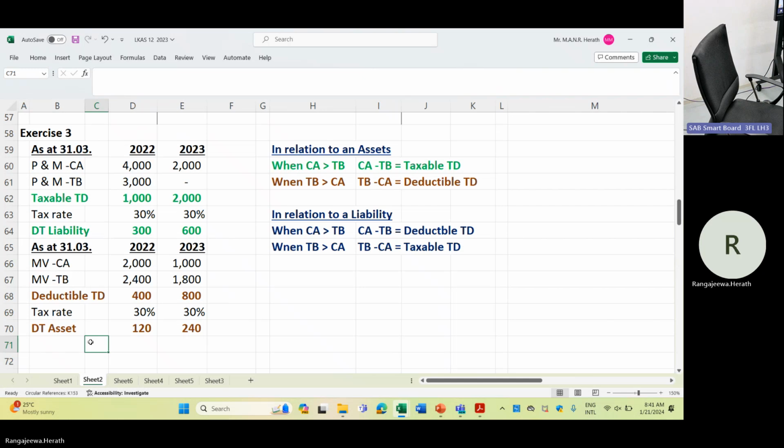You need to compare carrying amount, the book value of an asset, and the tax base of an asset. If the carrying amount, the accounting value of an asset is greater than tax base, the resulting difference is taxable. If the tax base is greater than carrying amount, the resulting difference is deductible temporary.